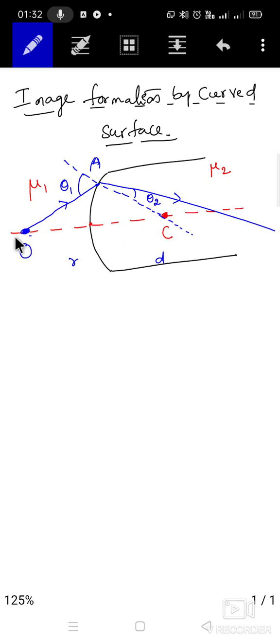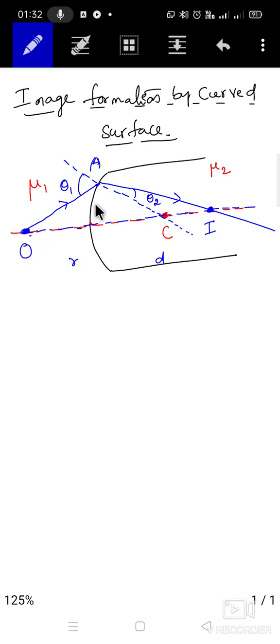Next, one more light ray passes along the principal axis. It is undeviated. These two rays intersect at this point, and at this point we are going to get the image. The point of intersection of two refracted rays gives us a real image. So this is the image formed by this curved surface.